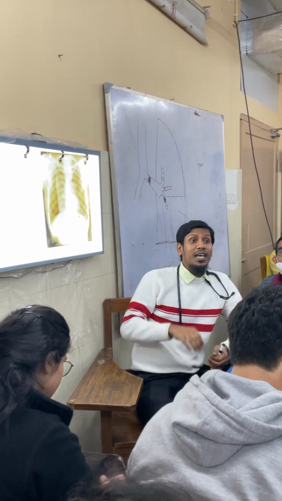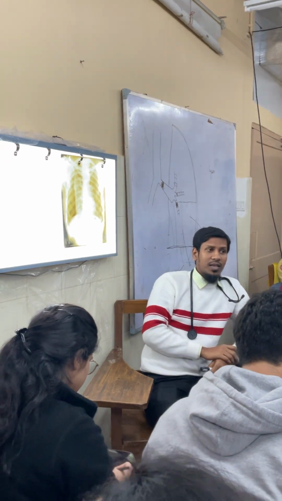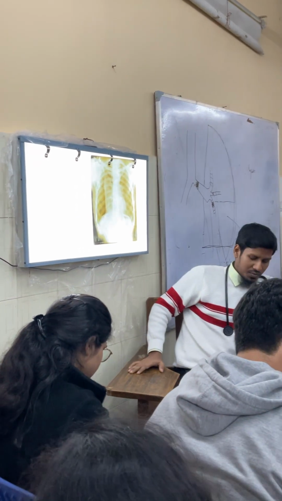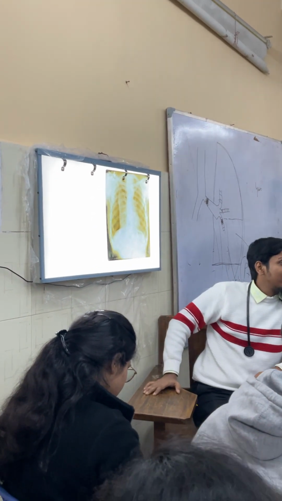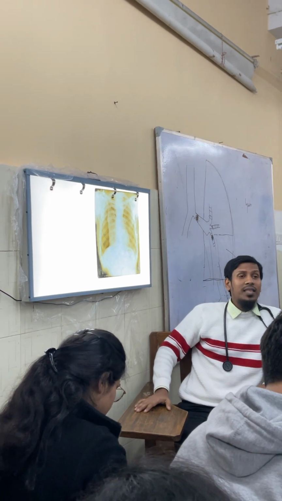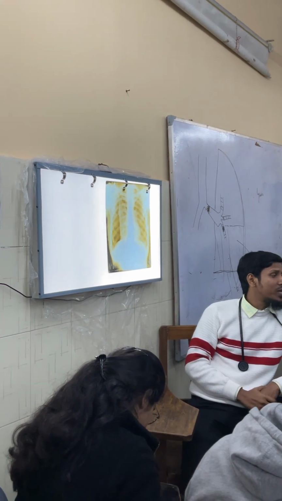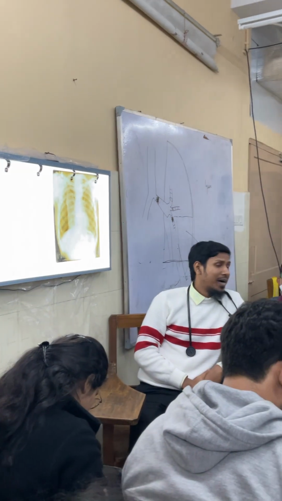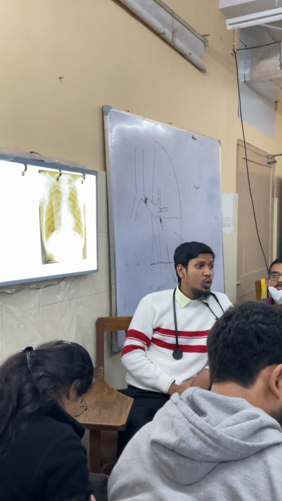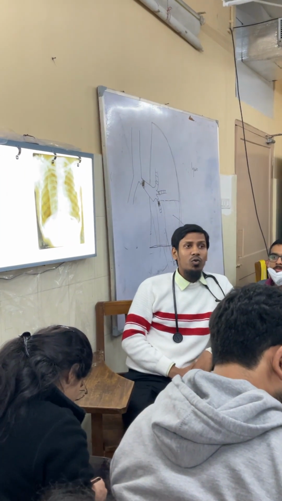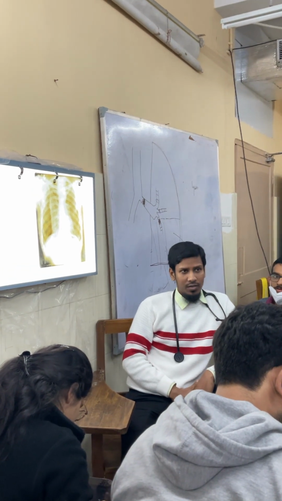If it is in the main bronchus, then we will get the collapse. And in cases of collapse, this is a pulling lesion, so the trachea will be shifted to the same side. But pneumothorax is a pushing lesion, so the trachea will be shifted to the opposite side.